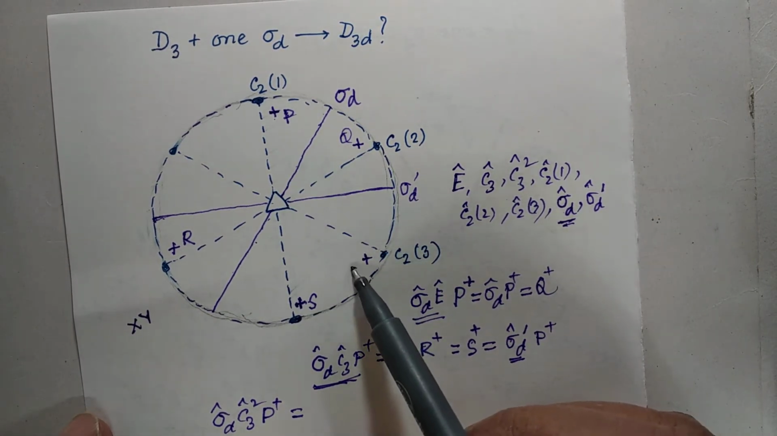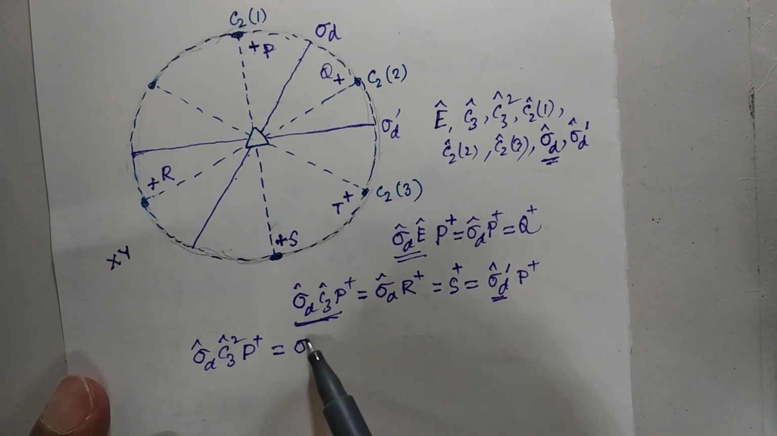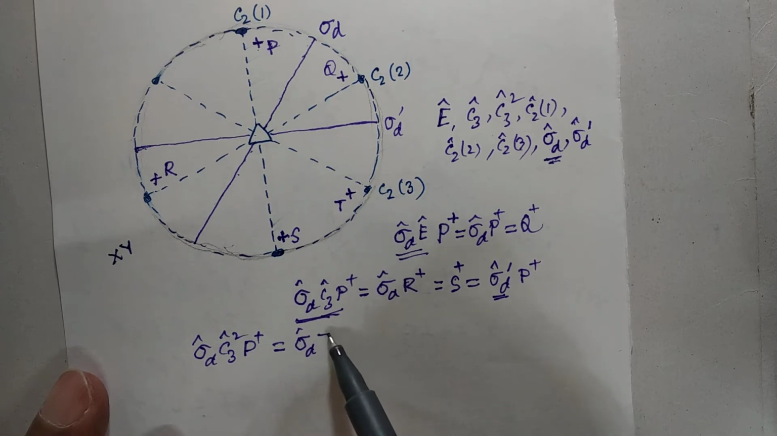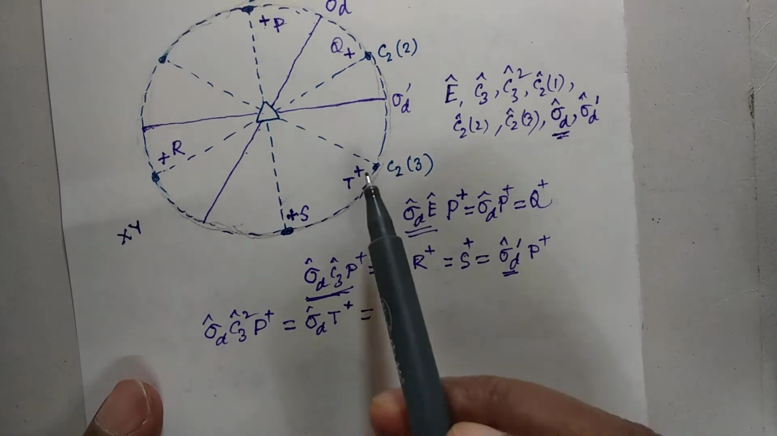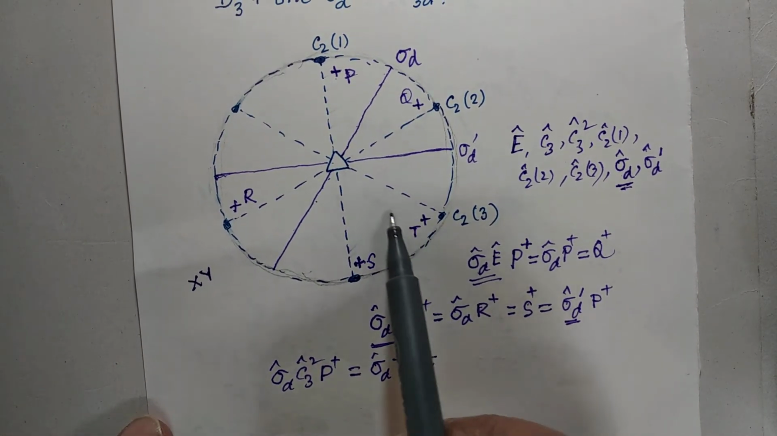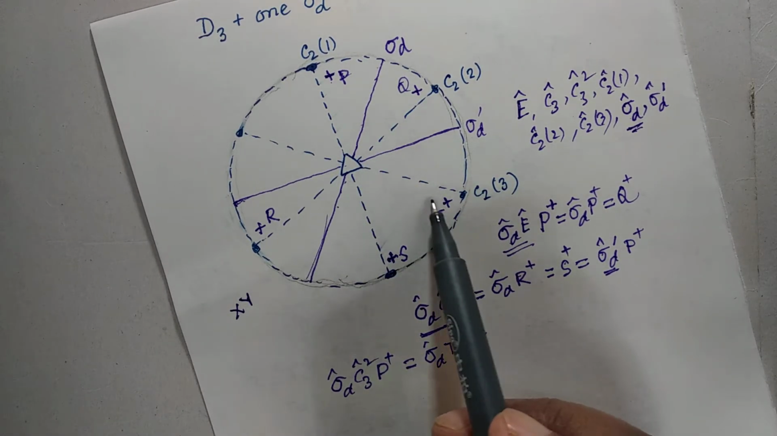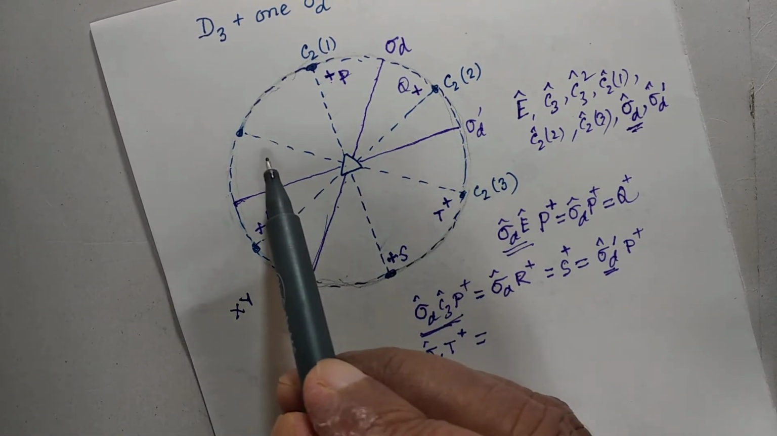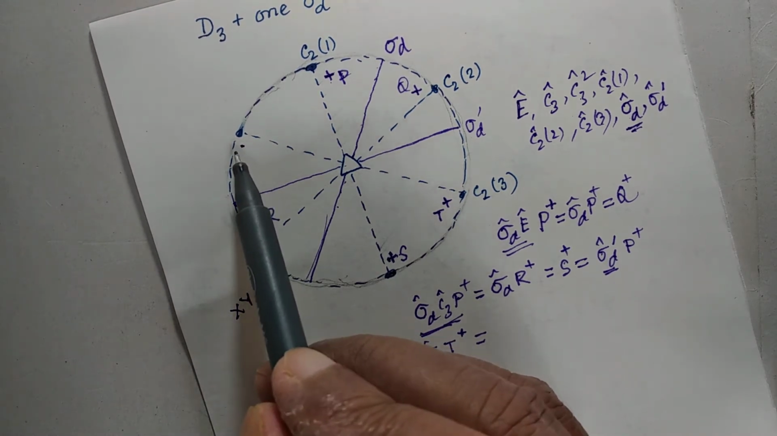Let us call it T. Then our result is sigma d T plus. And when this T plus is reflected on this sigma d plane, sigma d plane is like this. On reflection, we will arrive at a position like this.